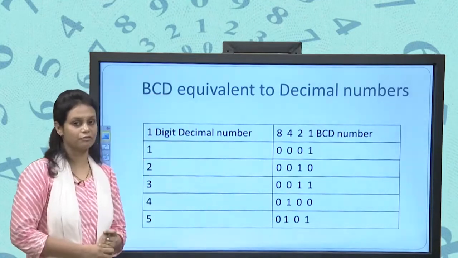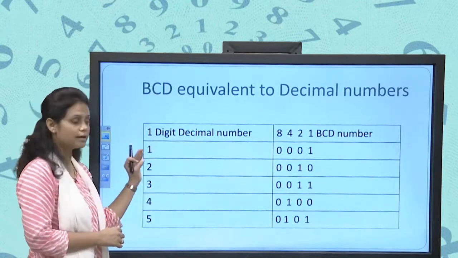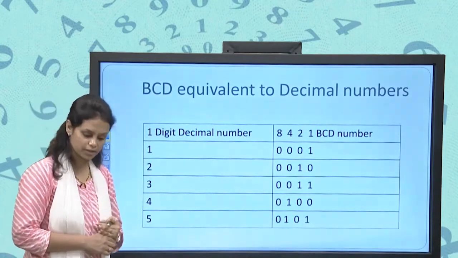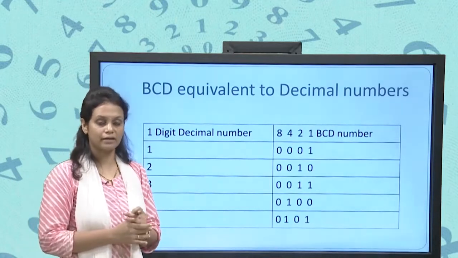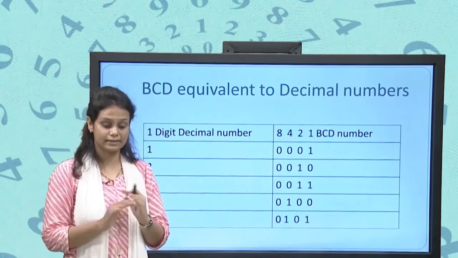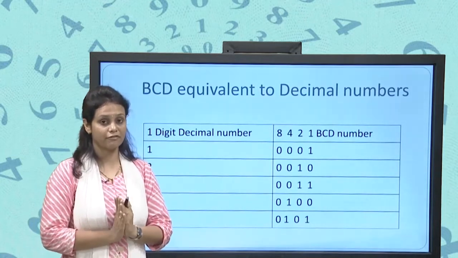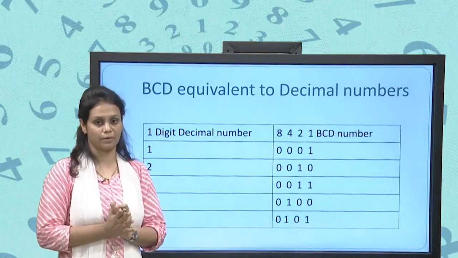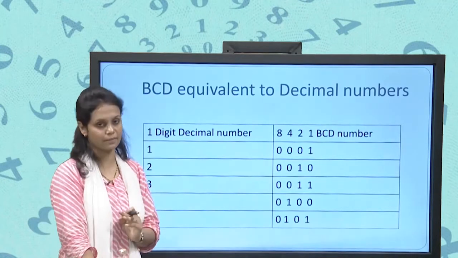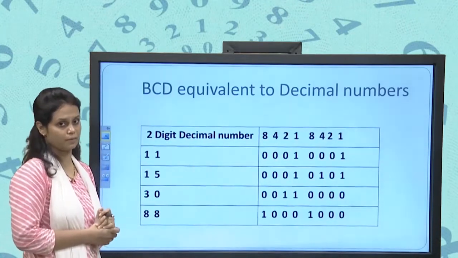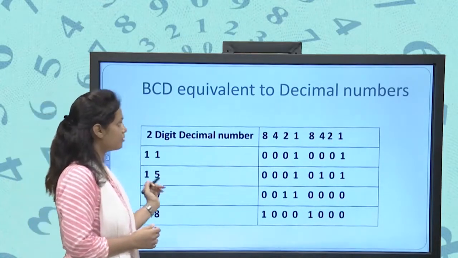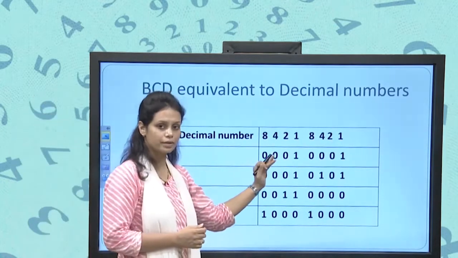See, there is no difference if we are using a single-digit decimal number. If we are using a single-digit decimal number, then your binary numbers and your binary coded decimal are the same. But what if we are using a 2-digit decimal number? Fine, we will see some examples of 2-digit decimal numbers. Now see, these are 2-digit decimal numbers and we will convert these into binary coded decimal.